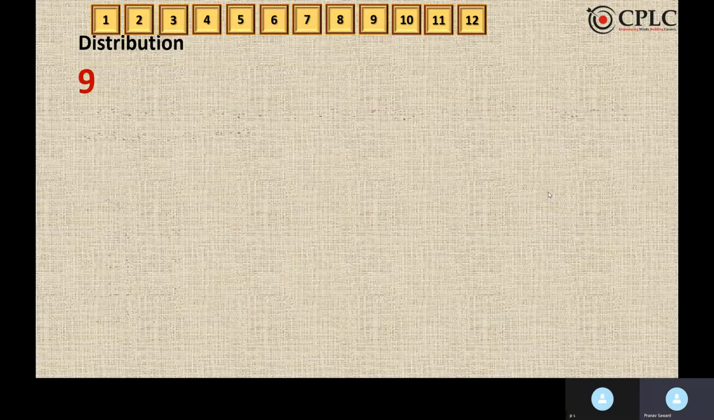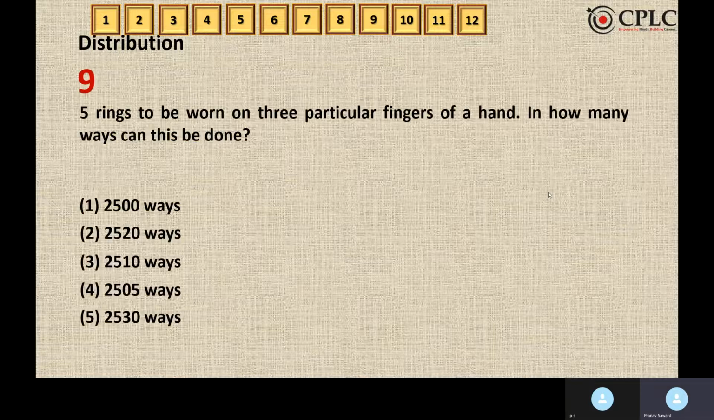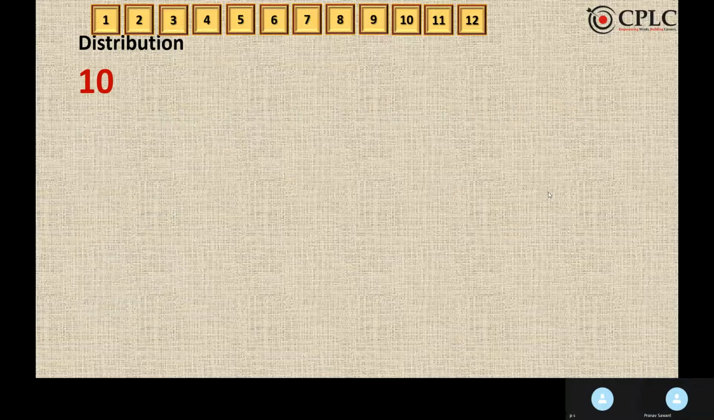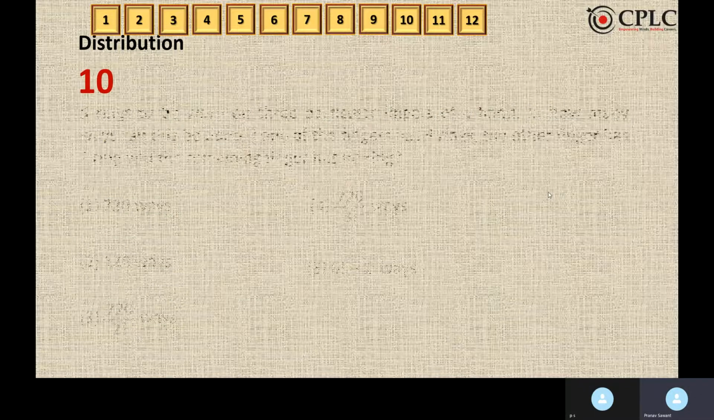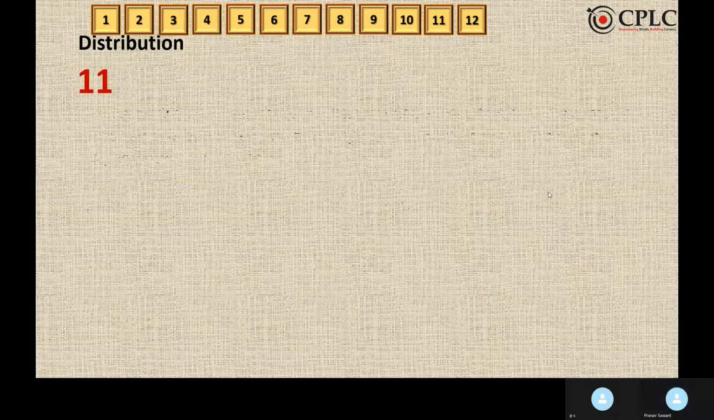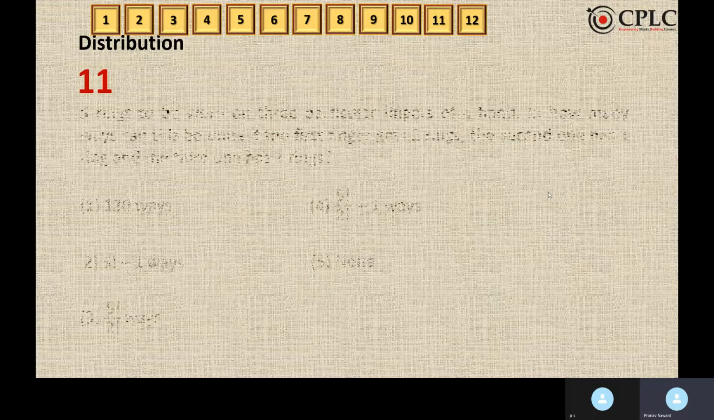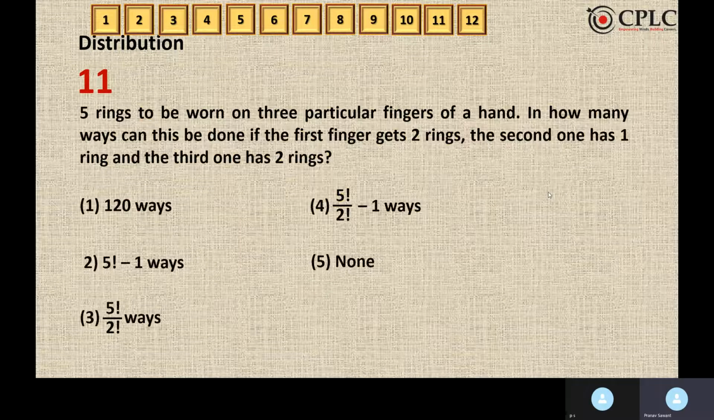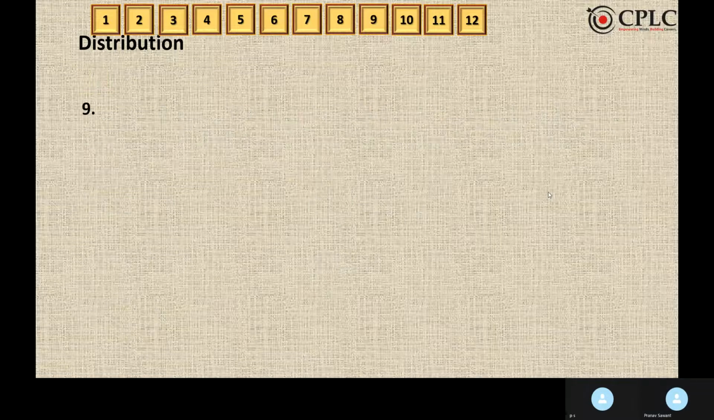Moving to the ninth question. 5 rings are to be worn on 3 particular fingers of a hand. In how many ways can this be done? 10th question: 5 rings to be worn on 3 particular fingers of a hand. In how many ways can this be done if one of the fingers has 4 rings, the other finger has 1 ring, and the remaining finger has no ring? 11th: In how many ways can this be done if the first finger gets 2 rings, the second one has 1 ring, and the third one has 2 rings?